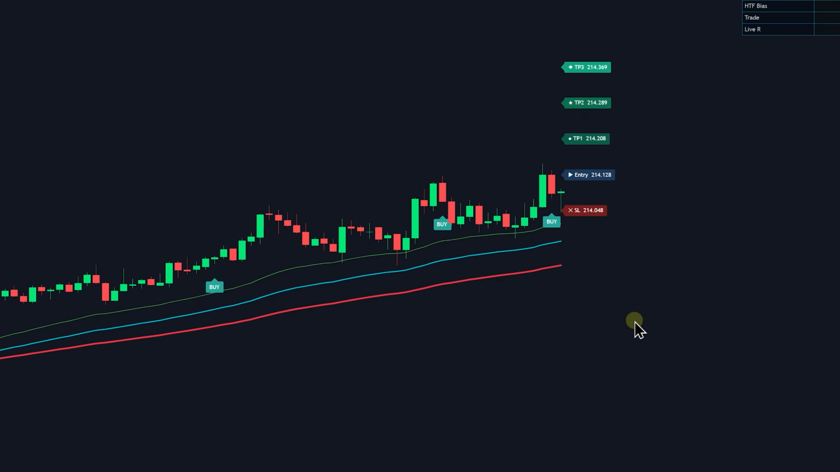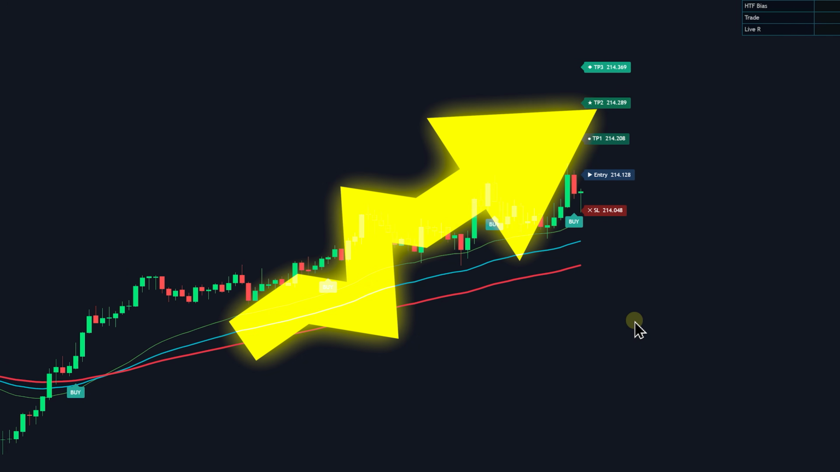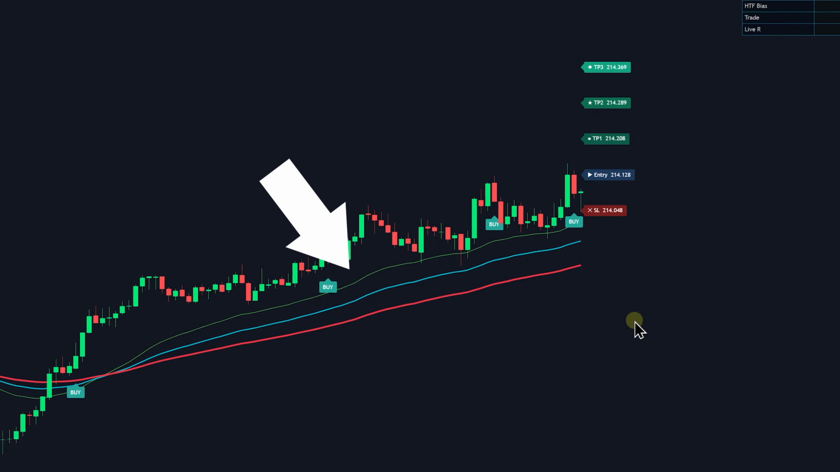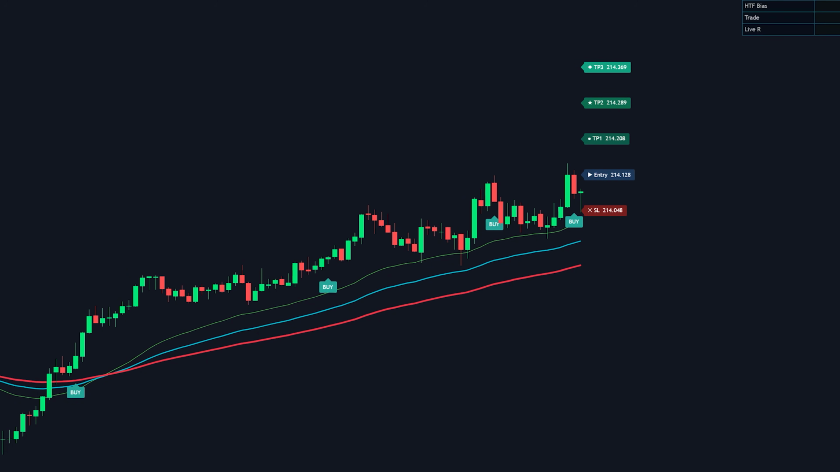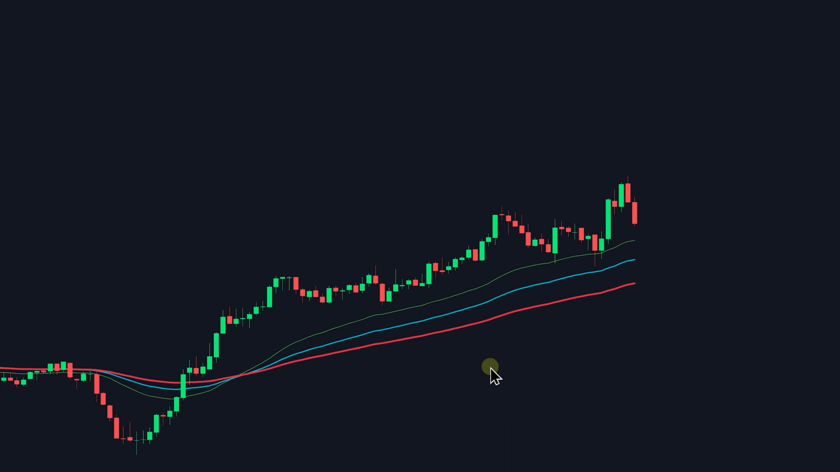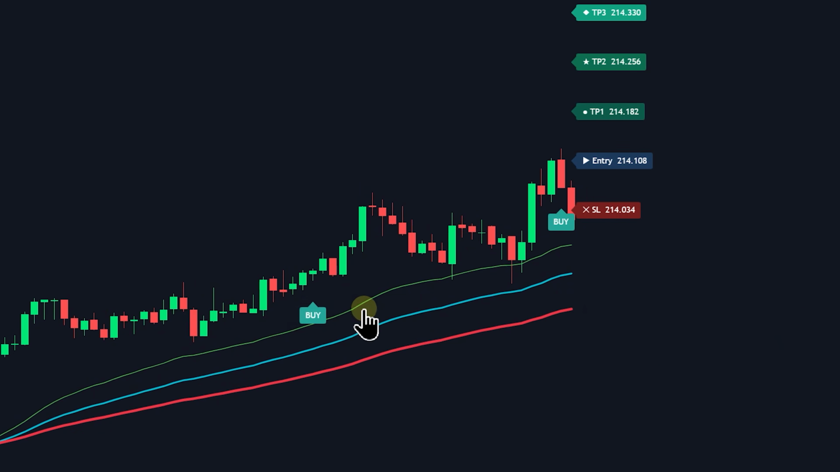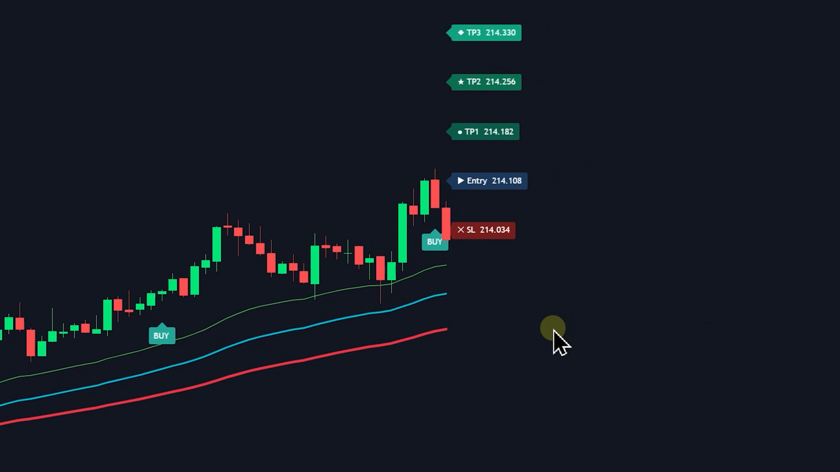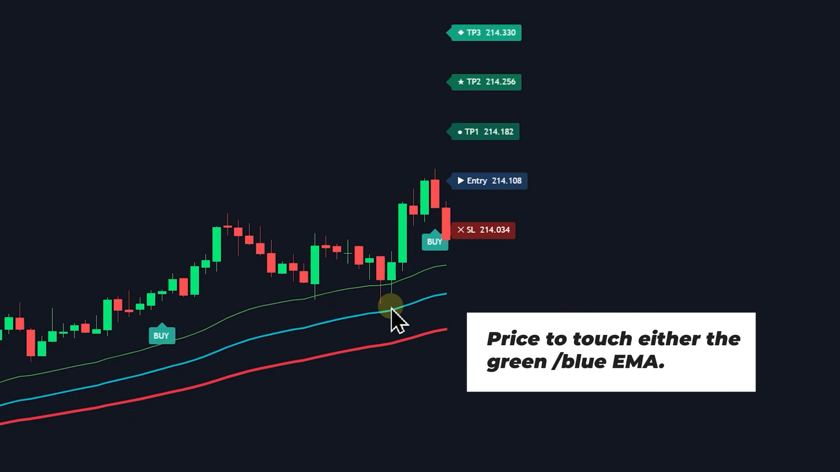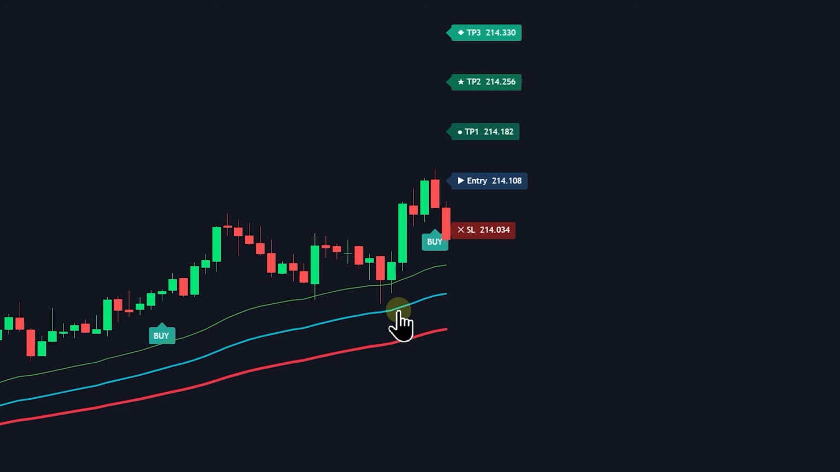Here are the conditions. Condition number 1 is that the market must be in a bullish trend, as identified by these 3 EMAs lined up like this. We also want the price to be constantly trading above all 3 EMAs. Condition number 2 is pullback. Instead of chasing the market after a strong move higher, we're going to wait for price to come back toward the moving averages. Specifically, we want the price to touch either the green EMA or the blue EMA. It can simply touch one of them with a wick, or it can briefly close below one of them before closing back above it on the very next candle. However, there is one important rule.